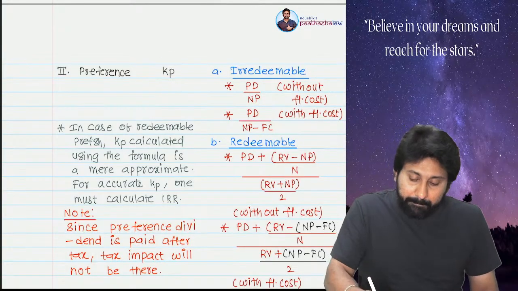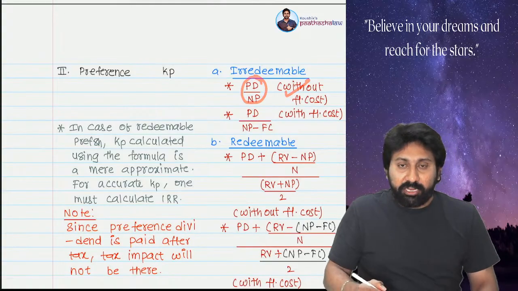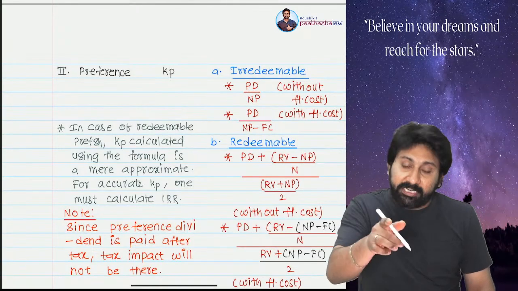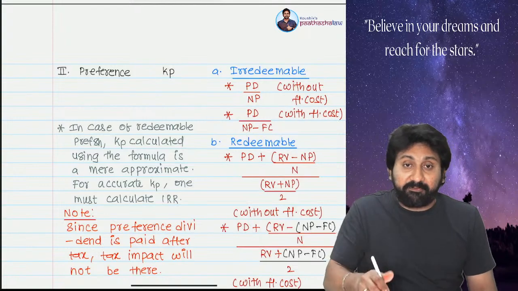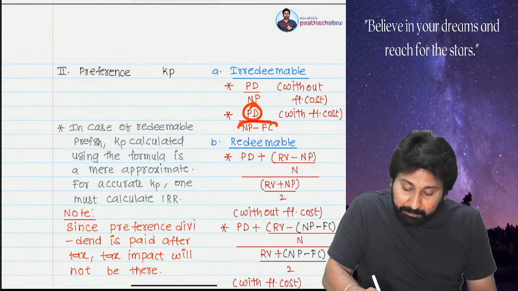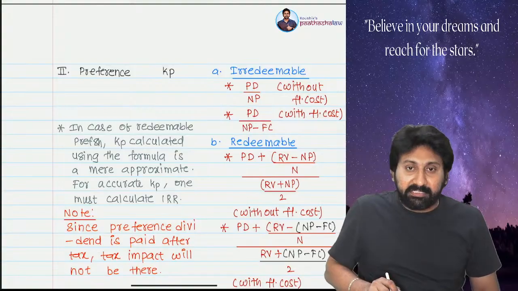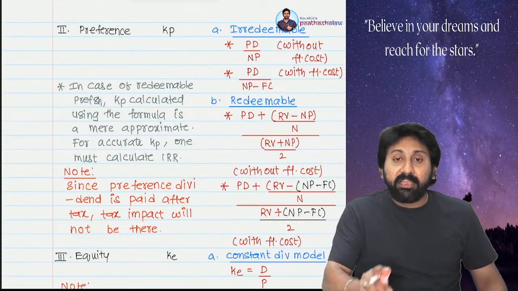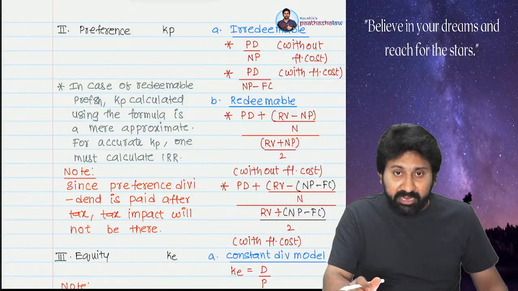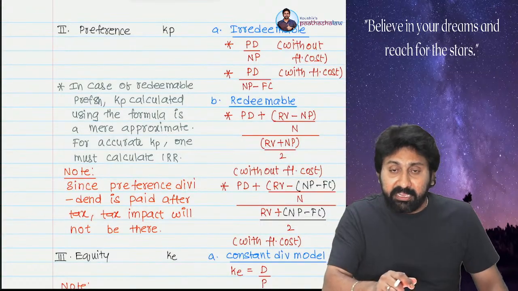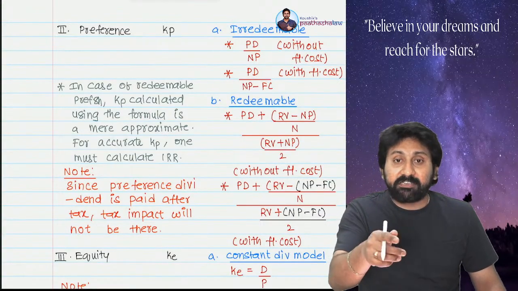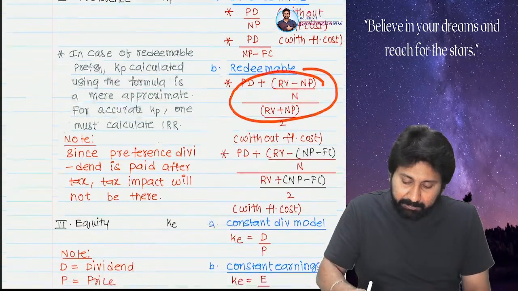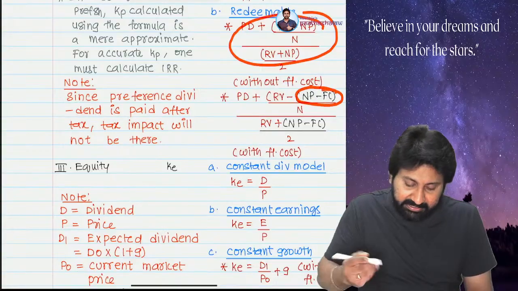Next, cost of preference shares, also called the calculation of KP. Irredeemable is PD by NP if it is without flotation cost, where PD is the preference dividend and NP is the net proceeds. If it is a new issue of preference share, it is PD by NP minus flotation cost. Next, if it is redeemable preference share, it is the same as cost of debt, but instead of I into 1 minus T, we will have only PD because preference dividend doesn't have any taxation impact. Same as before, wherever NP is there, you need to write NP minus FC.